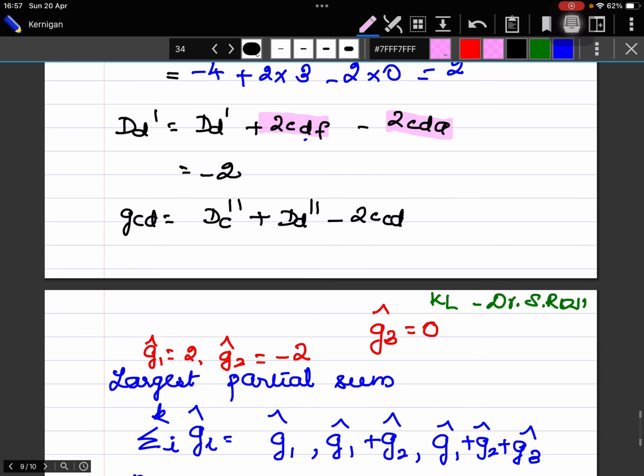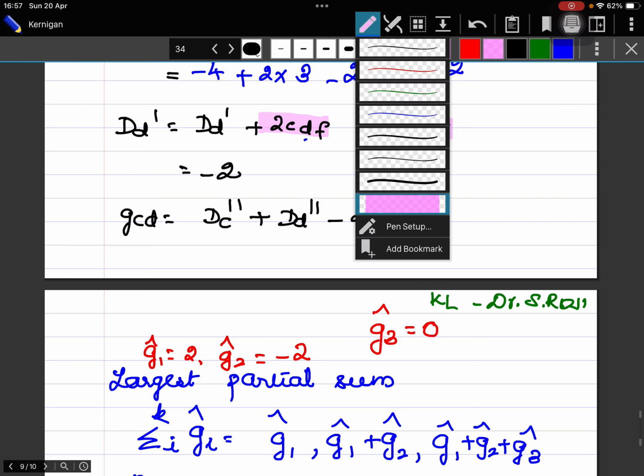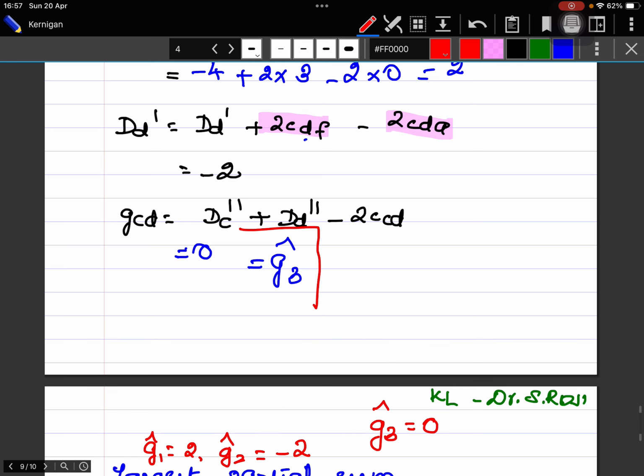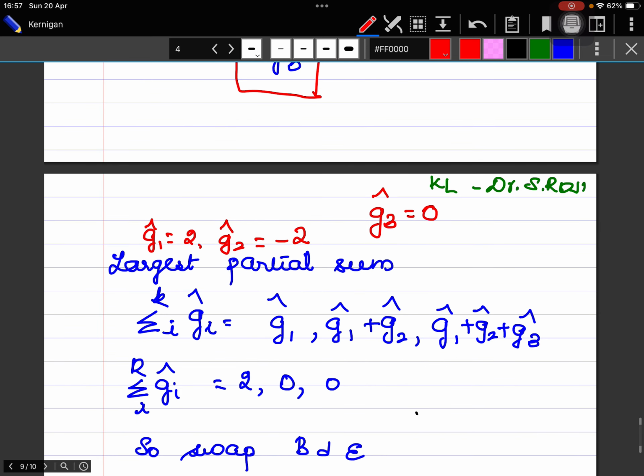When I calculate the gain, GCD is equal to DC double dash plus DD double dash minus 2CD, which will give me a value of 0, right? So this is my G3 dash. Now I'll take the three values again. G1 dash was a result of the first step, G2 dash is the result of the second step, and G3 dash is the result of the third step.